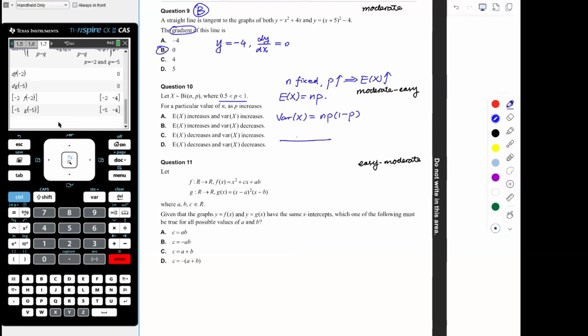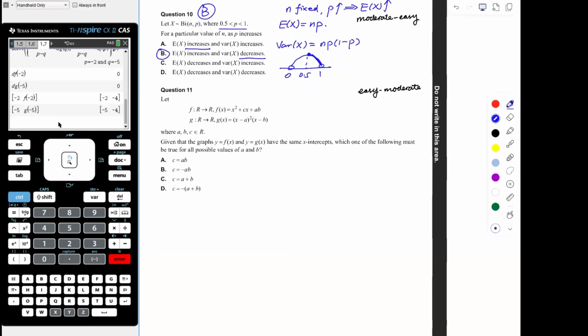So basically, this is like a negative quadratic with an axis of symmetry at p equals 0.5. So this bit will be a decreasing bit. Therefore, I'll say the expected value increases, the variance decreases. So option B is the correct answer.